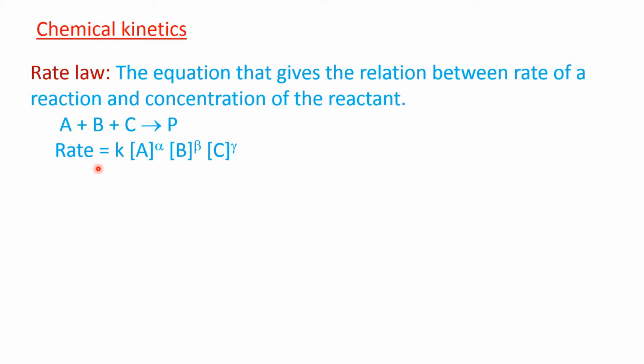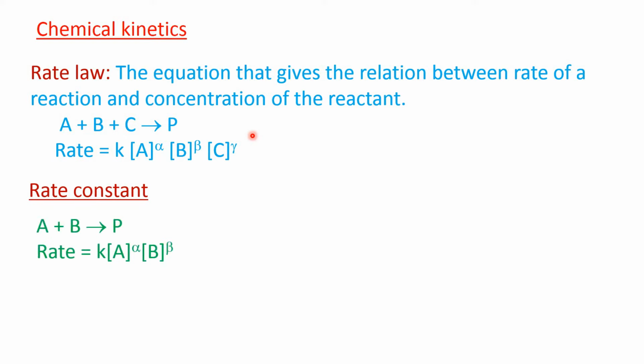So rate will be equal to, because rate is proportional to the concentration of reactant, to remove the proportionality, you have to get some constant. So rate will be equal to some constant into the concentration of the reactant to the power, some power is there in each concentration. This I will discuss very soon. Okay. So rate law is nothing but the equation that relates the rate of the reaction with the concentration of the reactant. Now coming to rate constant.